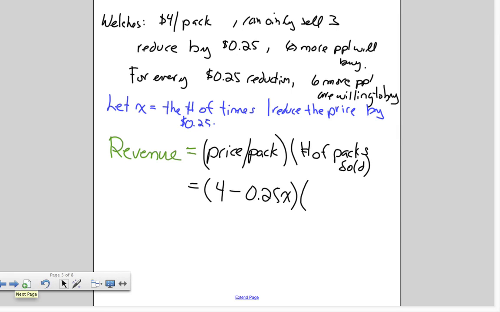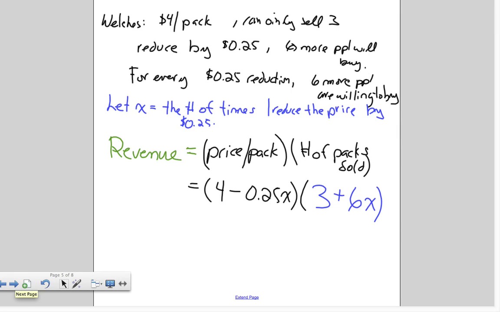So how did I determine the number of packs sold? How many am I selling? Alex? I'm selling 3, right? But that's only when it's $4. And also it increases by 6 for every reduction that I have.